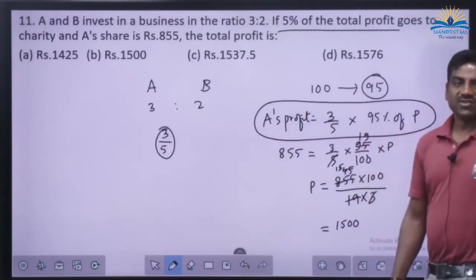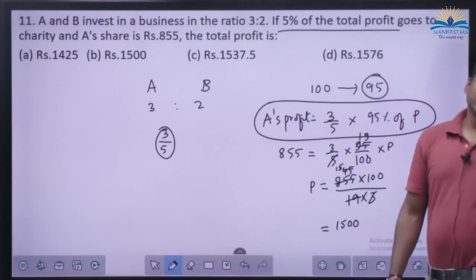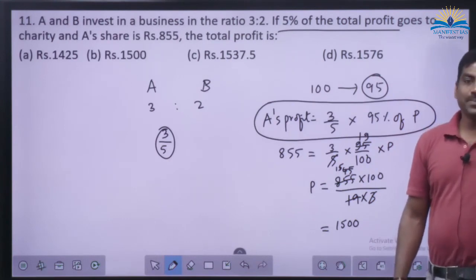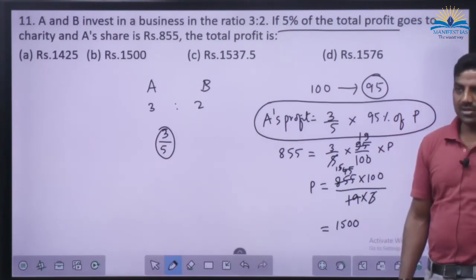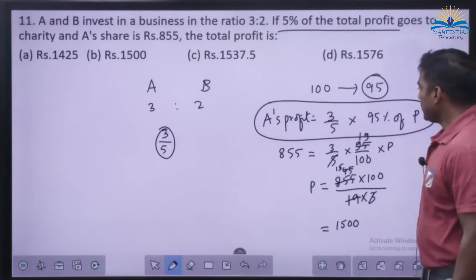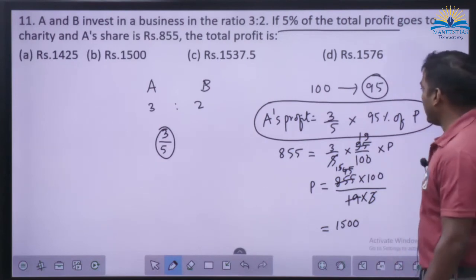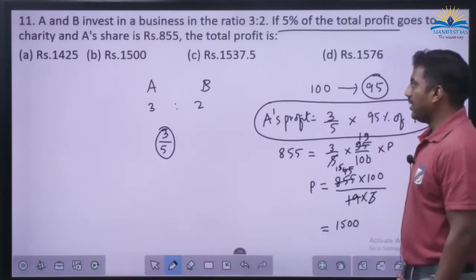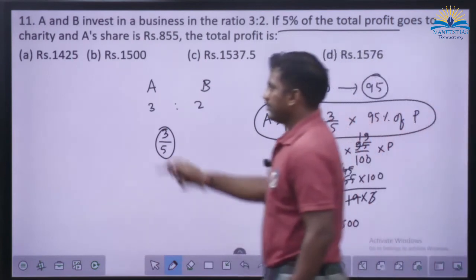He gets 3/5 of the profit, but the entire profit we are not sharing. Only 95% of the profit we are sharing. So A's profit is 3/5 of 95/100 of P. So here P will be 1500.